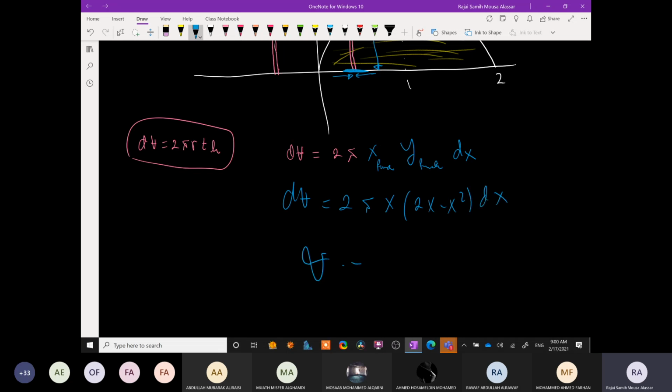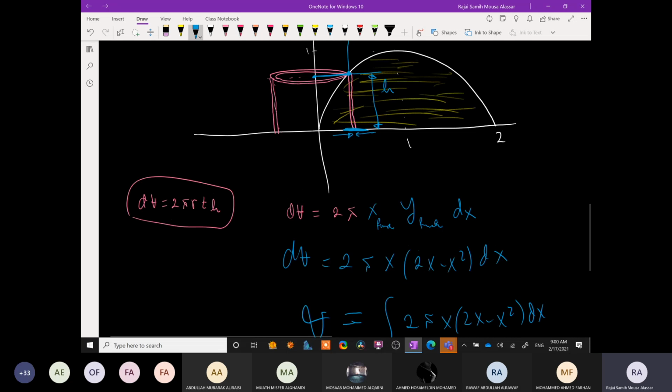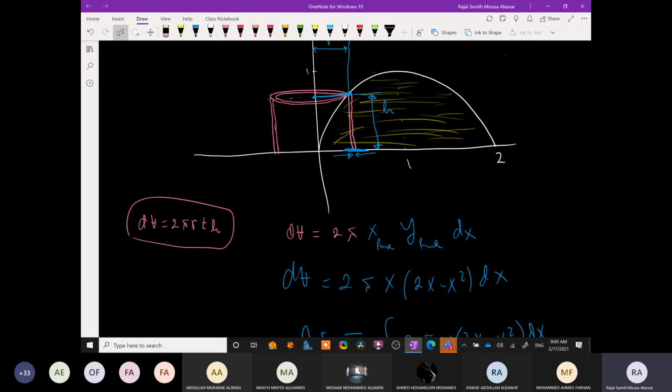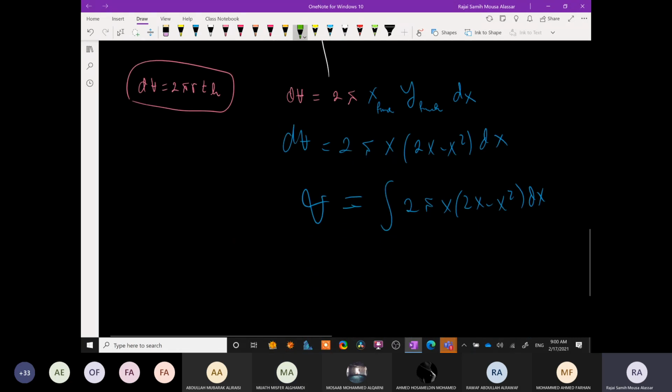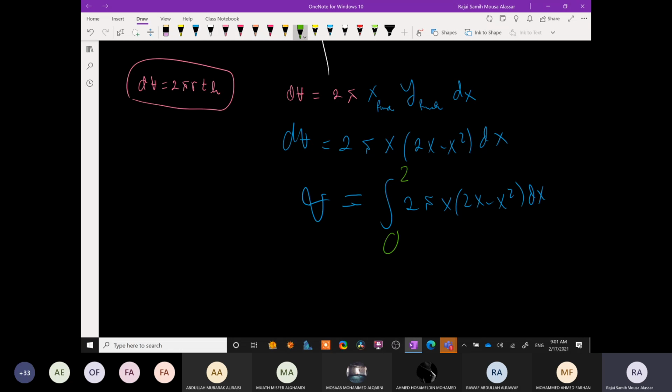So the volume is going to be the integral of 2 pi x (2x minus x squared) dx, and the samples are going to go from where to where, Rachel? From 0 to 2. Yeah, so these are the samples, correct? So this is from 0 to 2, not from -2 to 2. We're done. This is supposed to be 8 pi over 3.